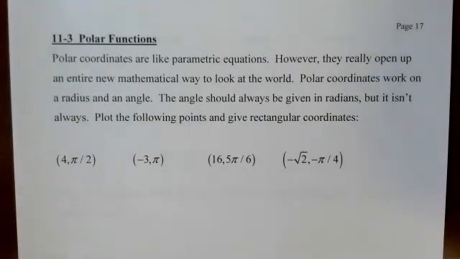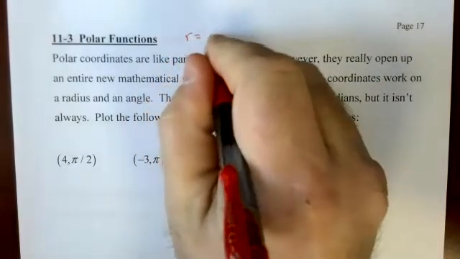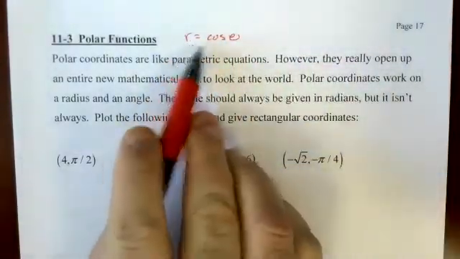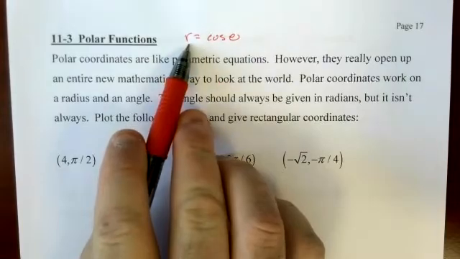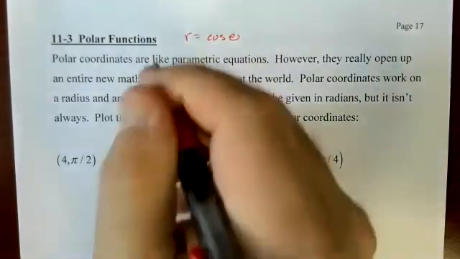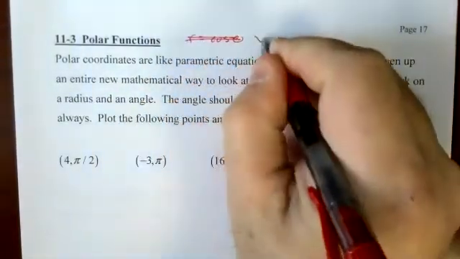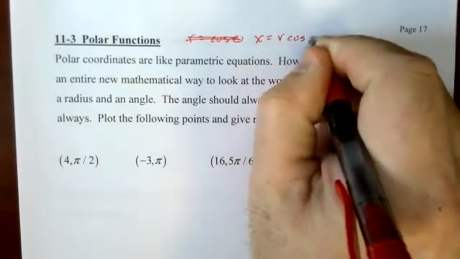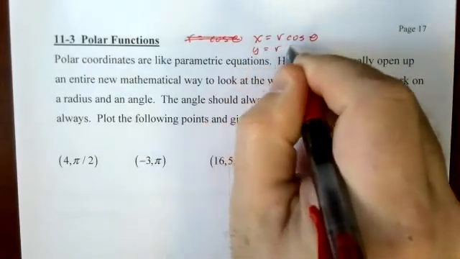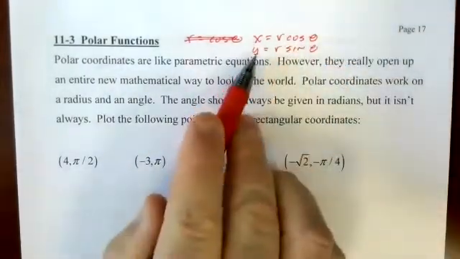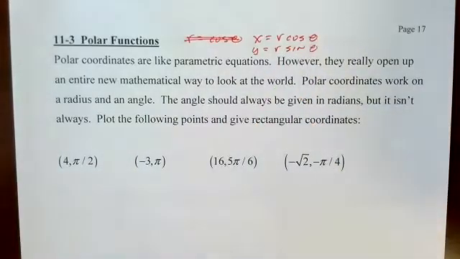11.3 polar functions. Polar functions are like parametric equations. They're not like, they are, right? You have r equals cosine of theta. That's your parameter. That's how it's being defined. All right, pardon me, that is wrong. x equals r cosine of theta, y equals r sine of theta. So you have an x and y with a parametric function given with the parameter being theta.